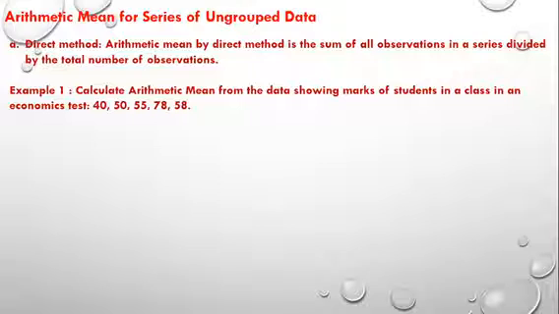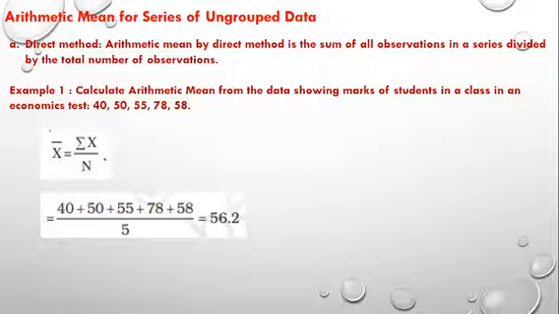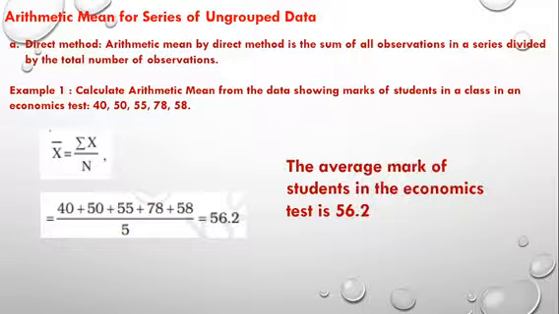You had all the numbers together, it's just calculator work to a large degree. Add all the stuff together and divide by the number, and then that gives you your answer. So the average mark of students in the test is 56.2. Okay, and that's quite easy. So we move to another example.